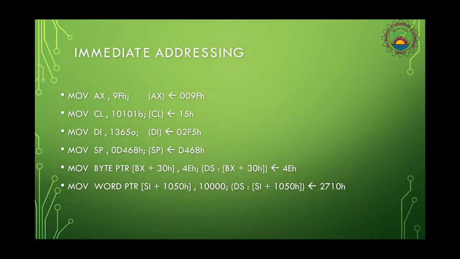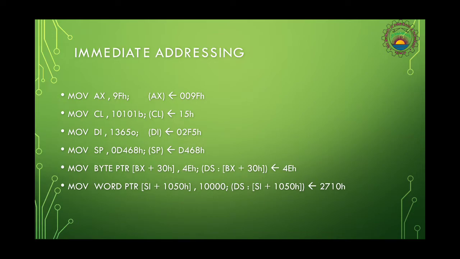In the second instruction, an 8-bit register is present, CL, and immediate data is 10101 binary. So the data type for immediate data is binary. The equivalent hex of this binary number is 15 hex. That will be moved into the CL register of the processor.